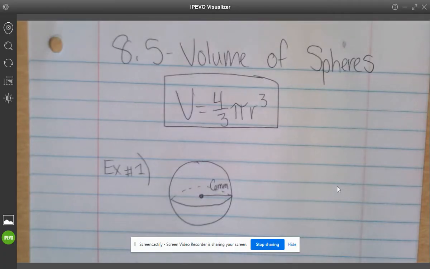Help if I'd start out on the right screen. Here we go. 8.5, this is our last section of this chapter, and it is volume of spheres.